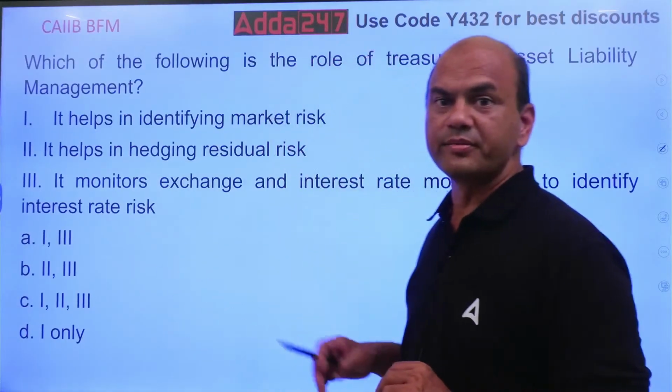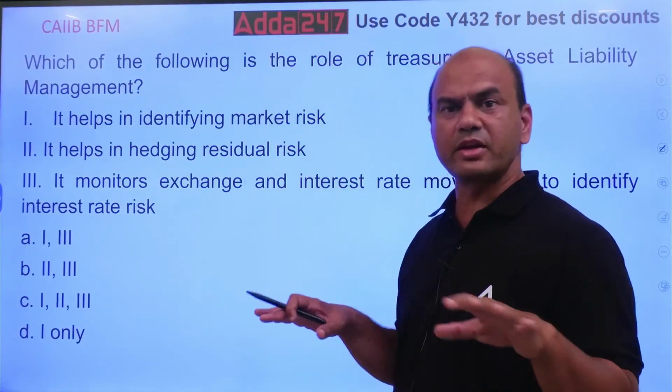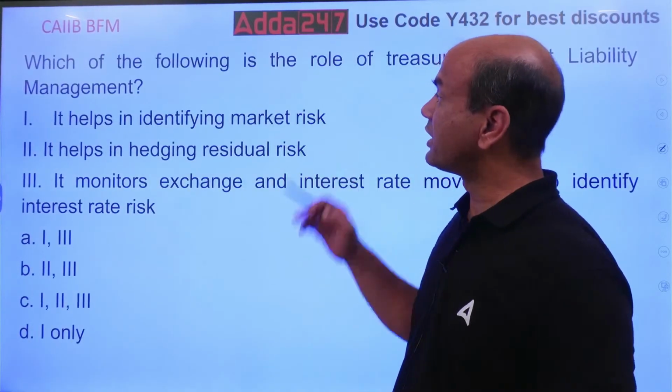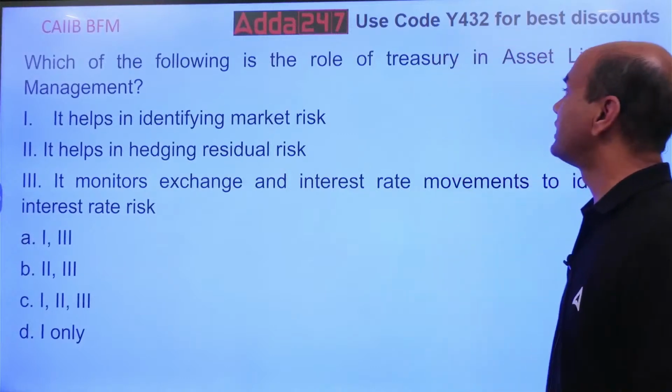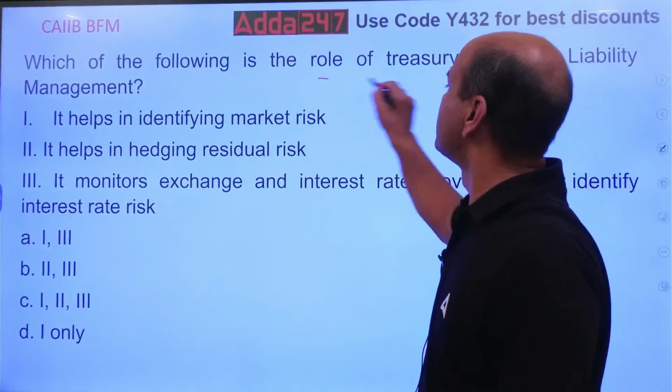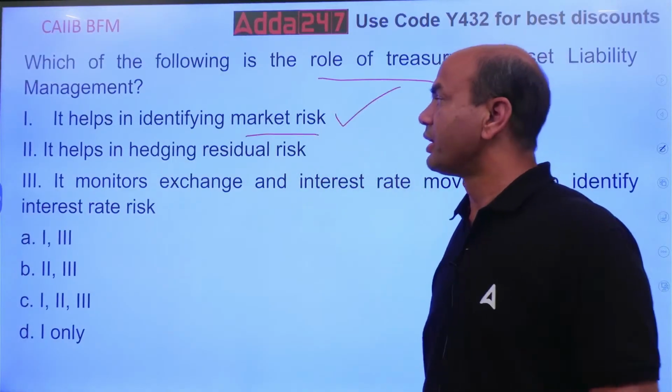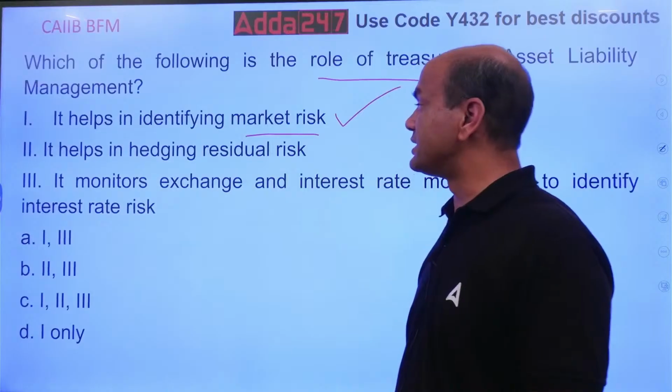So that is the meaning. Everything is required, but this is the most important one. So the answer over here will be what? What is the role of Treasury in ALM? It helps in identifying market risk. Yes. It helps in hedging residual risk.